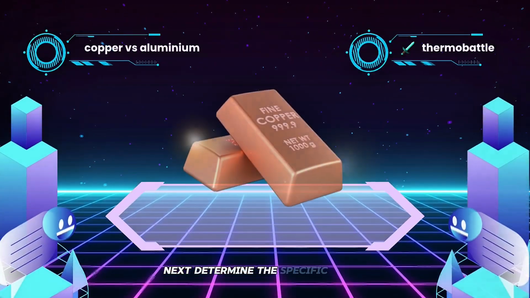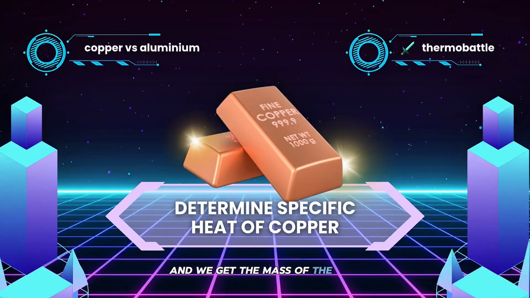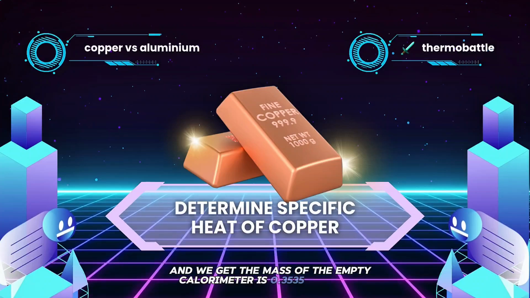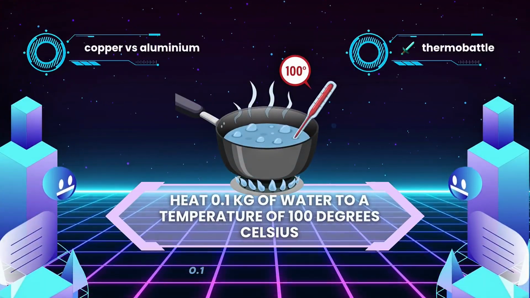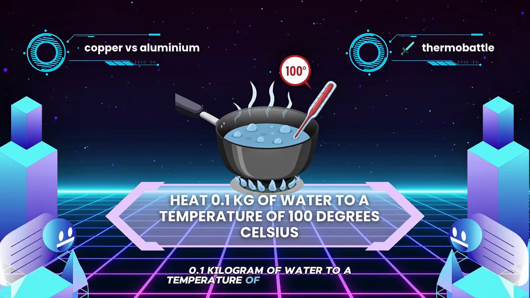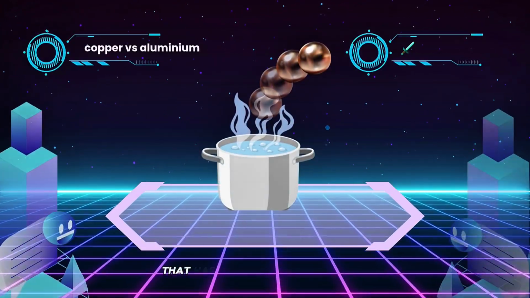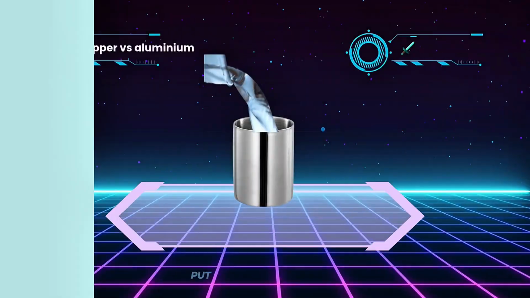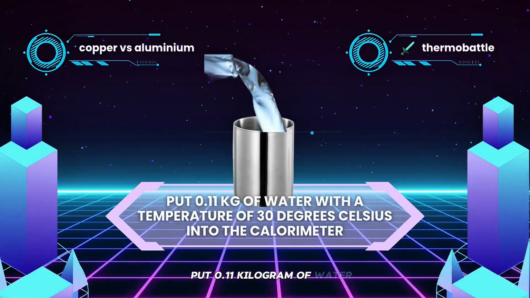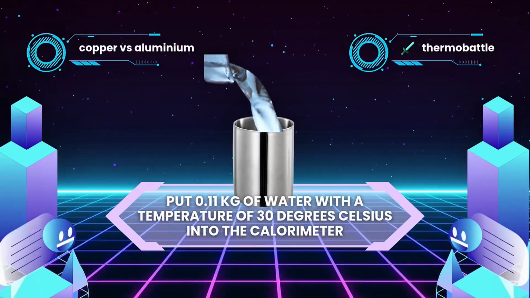Next, determine the specific heat of copper. Weigh the empty calorimeter and we get the mass of the empty calorimeter is 0.3535 kg. Heat the water. Heat 0.1 kg of water to a temperature of 100 degrees Celsius. Put the copper in the water that has been heated to 100 degrees Celsius. Put 0.11 kg of water with a temperature of 30 degrees Celsius into the calorimeter.